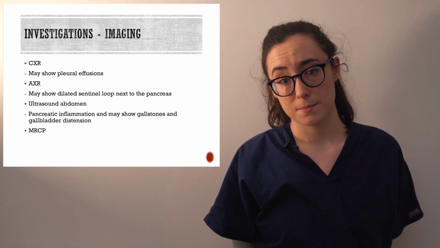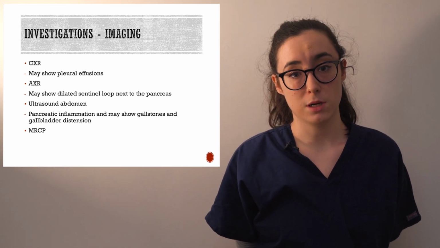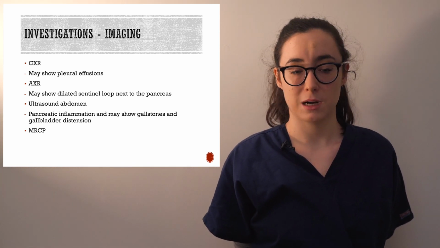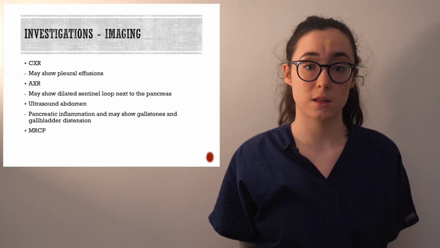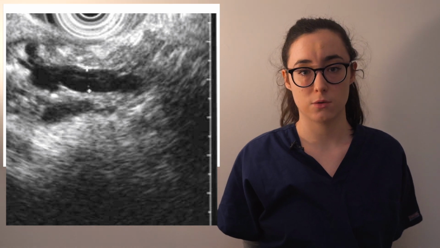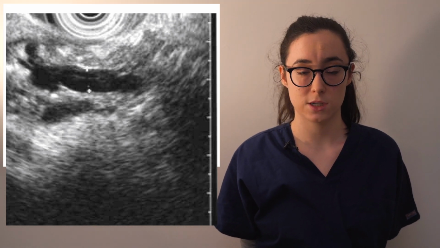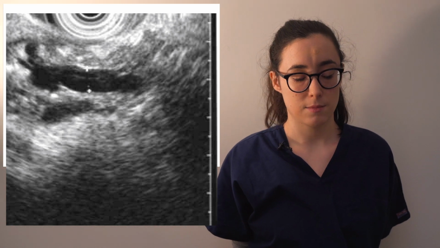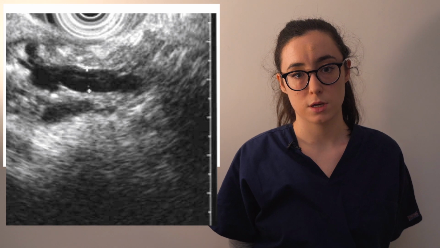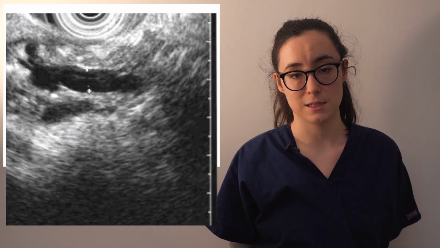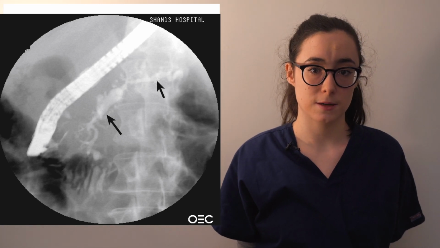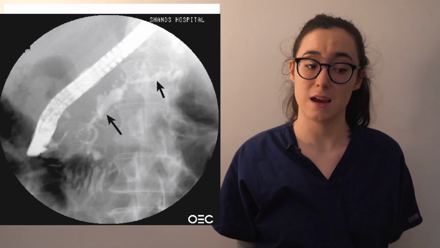So what do we see on imaging? On a chest X-ray, there may be pleural effusions, and that's due to the fluid shift that we talked about before. Abdominal X-ray may show a dilated loop of small bowel near the pancreas, and this is called a sentinel loop. An ultrasound may show peripancreatic inflammation and edema. It may show gallstones or CBD stones, and it may also show cholecystitis or a dilated, inflamed gallbladder. But MRCP is the gold standard imaging, and this will show in much more detail everything else that we talked about.